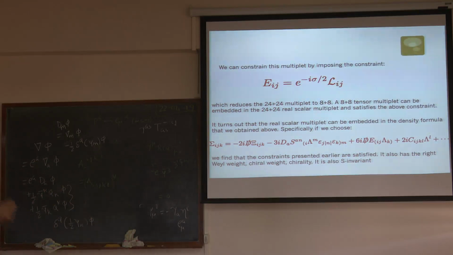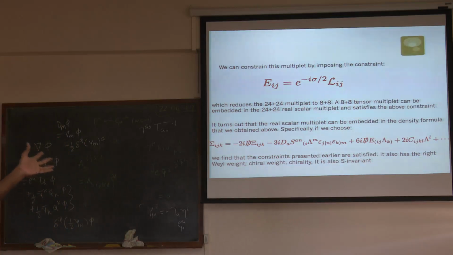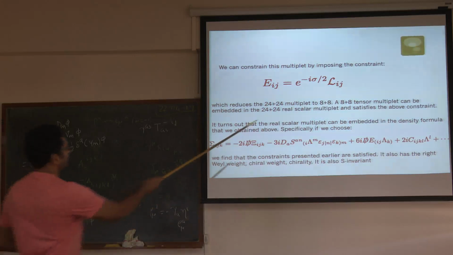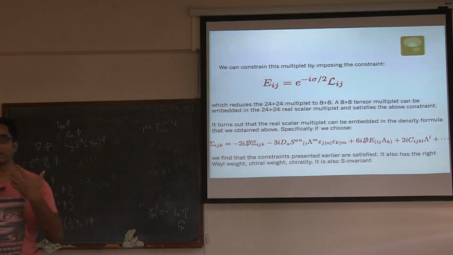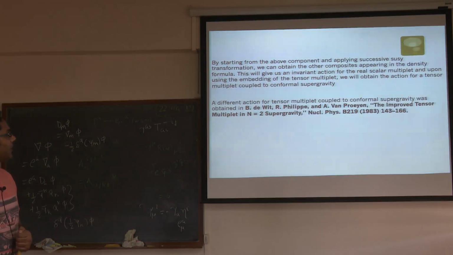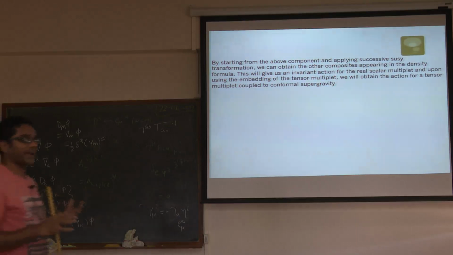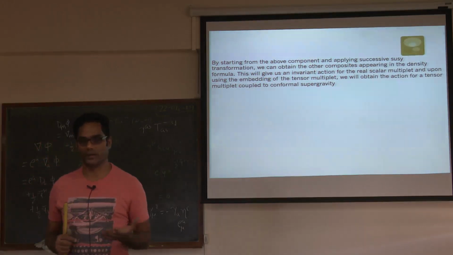Then what we need to do is just find the supersymmetry transformation of this, and the supersymmetry transformation of this thing appears in the other terms of the density formula, and then basically you have an invariant action for the real scalar multiplet. And because of this mapping of the tensor multiplet to the real scalar multiplet, you have an invariant action for the tensor multiplet. Okay, right. So this is what I mentioned here. This is one way to obtain an invariant action for the tensor multiplet coupled to conformal supergravity.